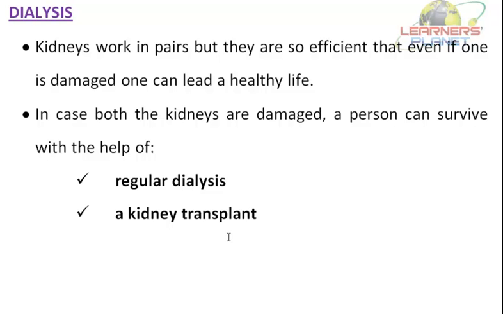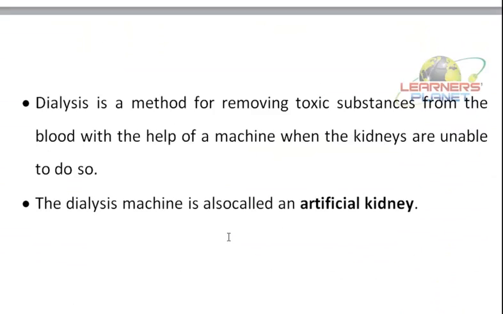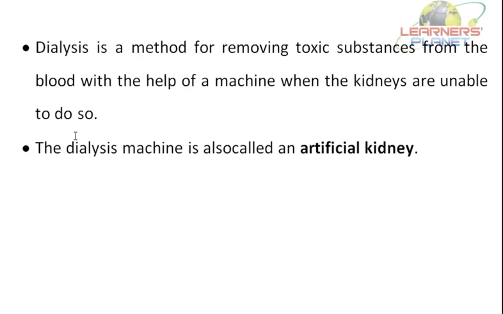So let us see one more specific definition of dialysis. Dialysis is a method for removing toxic substances from the blood with the help of a machine when the kidneys are unable to do so. And the dialysis machine is also called an artificial kidney. What is it called? Yes, it is called an artificial kidney.